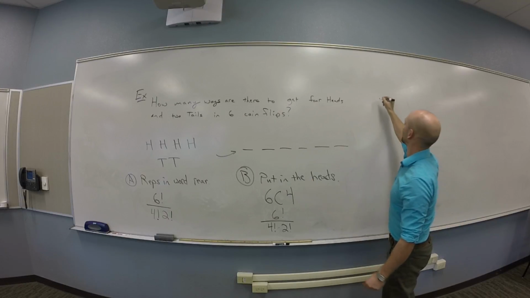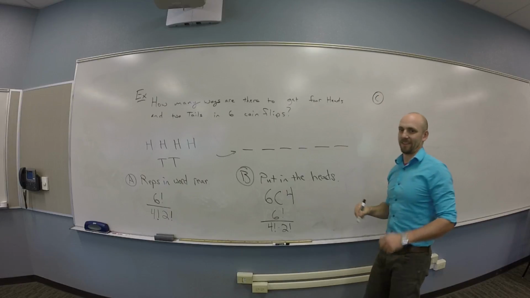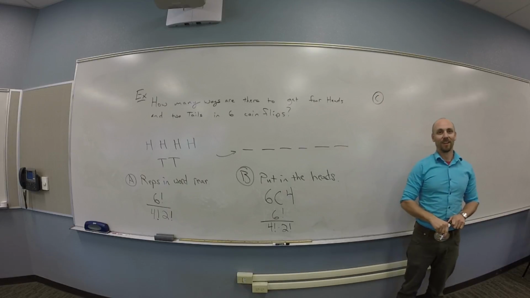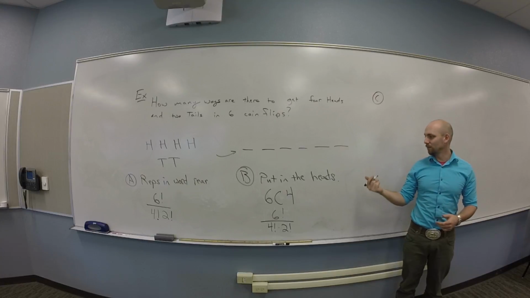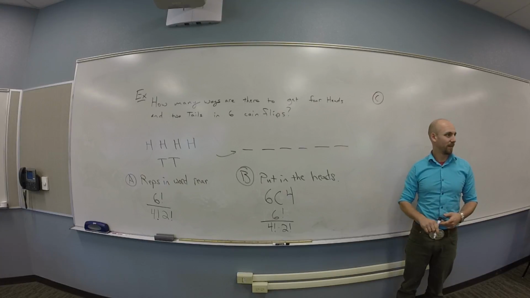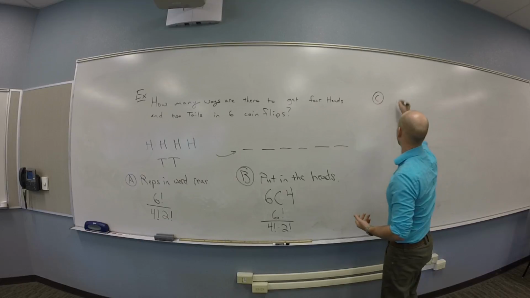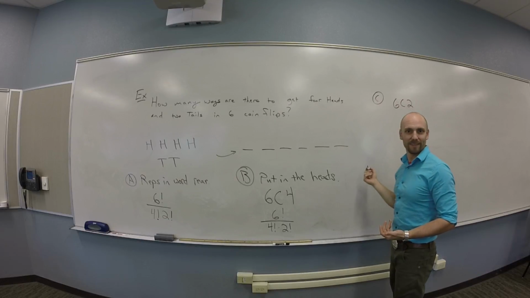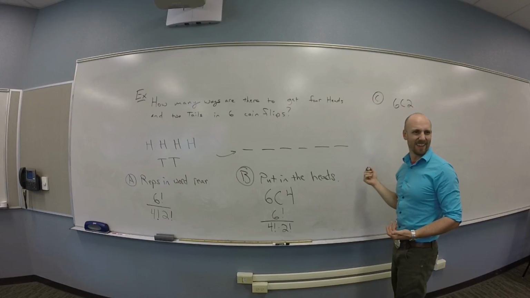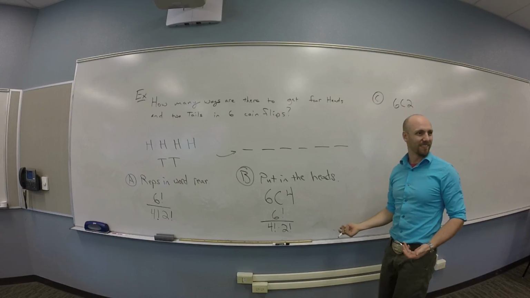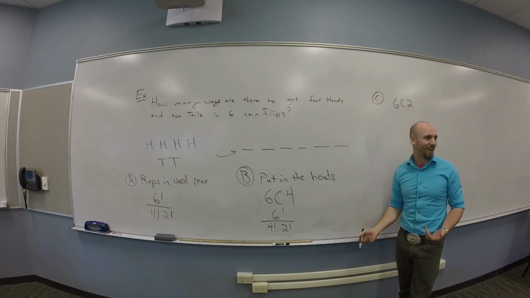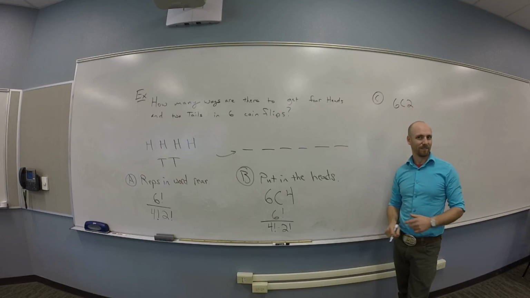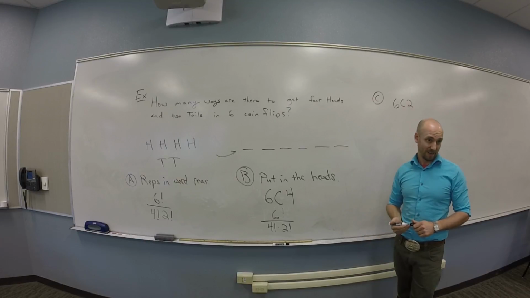What's the other thought? I think I've got another thought. You can put the tails in instead, right? So how would you do putting the tails in? 6 choose 2. 6 choose 2 should be the same thing. And it is actually the same thing. That's kind of bizarre, right? But it should work that way.